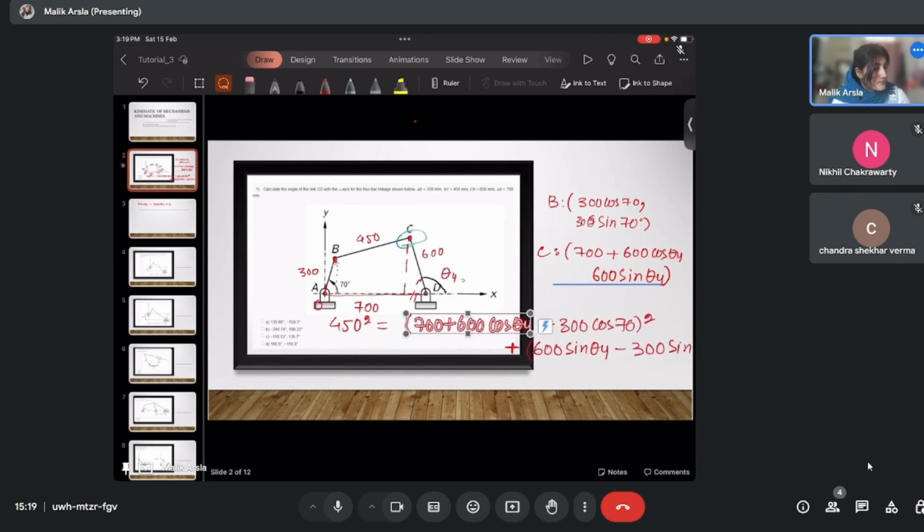So it is 450 square is equal to 700 plus 600 cos theta 4 minus 300 cos 70 degree whole squared plus 600 sine theta 4 minus 300 sine 70 degree. Okay, now please simplify this equation and give it in terms of a cos theta 4 and b sine theta 4 equal to c, and tell me what you're getting.